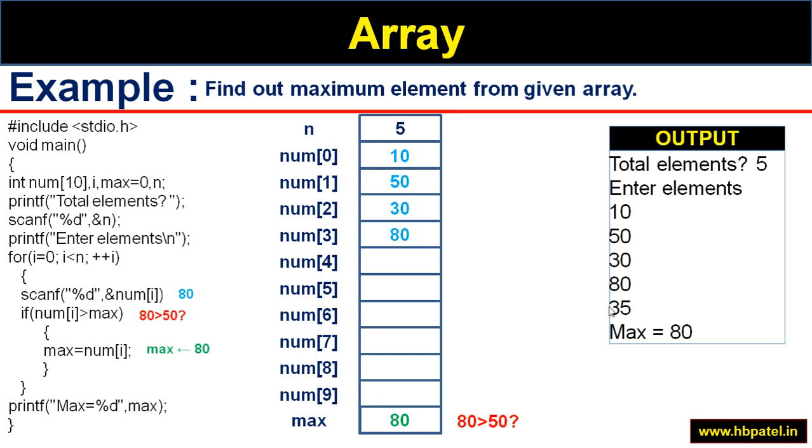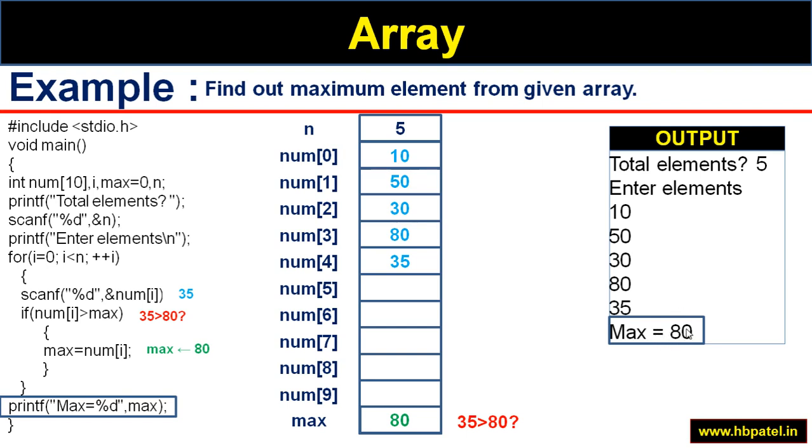And now last time let us now enter 35. So num4 is 35. Check 35 is greater than 80? No. And now this loop has already repeated 1, 2, 3, 4, 5 times. So now it will come out. At that time, what is the value of max? 80. So it will print max equal to 80. So this is what you are going to get in output.